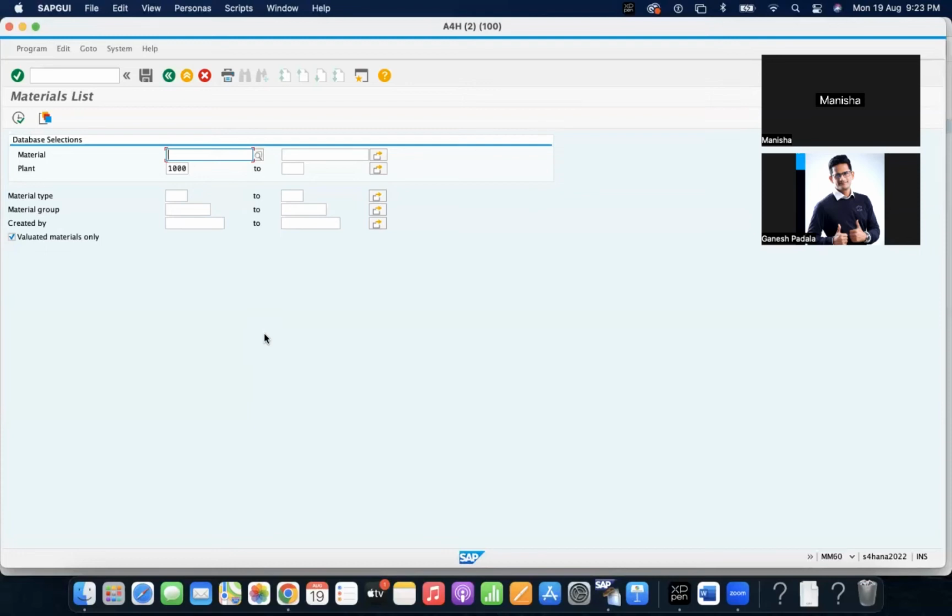In MKPF we can see the header level information of the materials. Can you tell any two or three sample data which are available in MKPF? MARA is for the general data. MARC is for the plant data for the material. That is about the material master. You are talking about MKPF, right? What is the use of MKPF?